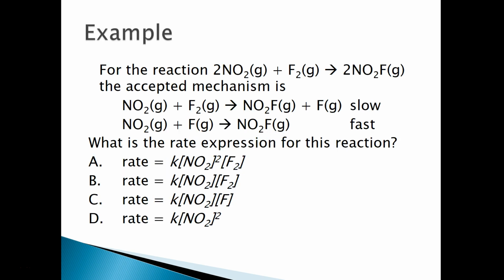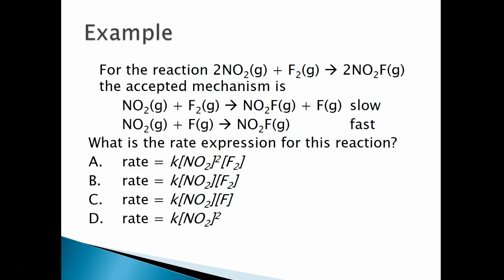So here's an example. Reaction of 2 moles of nitrogen dioxide gas reacting with fluorine gas to produce 2 moles of NO2F gas. So we have 2 steps in the mechanism. We see that the first step is the slow step, and in that step we have 1 mole of nitrogen dioxide and 1 mole of fluorine. Now if we look at the overall, we see 2 moles of nitrogen dioxide, but in the rate determining step only 1 of those 2 moles is participating in the step.